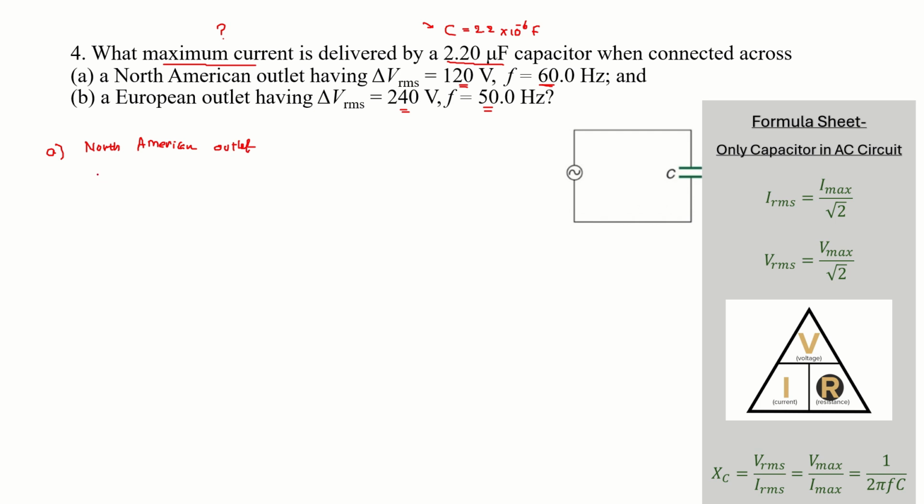The capacitor is the same. We have to calculate the maximum current, Imax. The capacitance is given. First we will calculate Xc, which is easy for us. Xc is 1 over 2 pi f C, which is equal to 1 over 2 pi, the frequency for North America is 60, and the capacitor is 2.2 times 10 to the power of minus 6. So Xc is 1205.7 ohms.